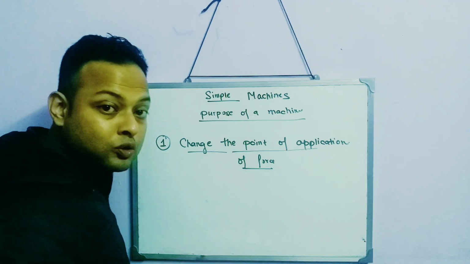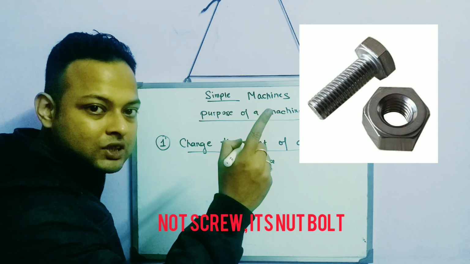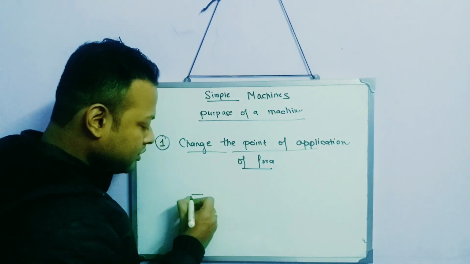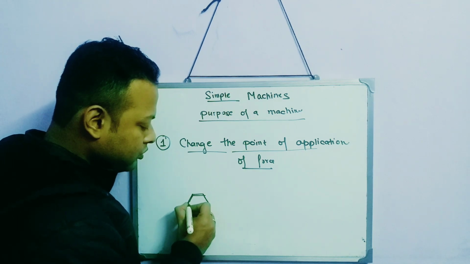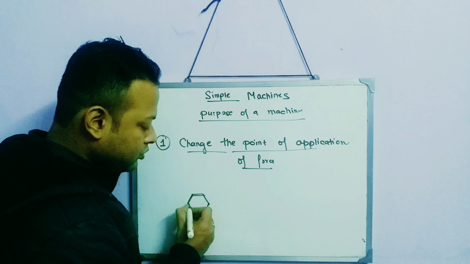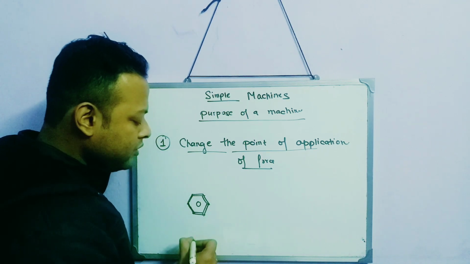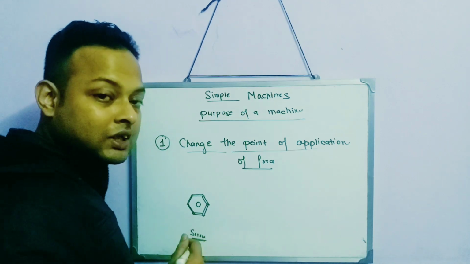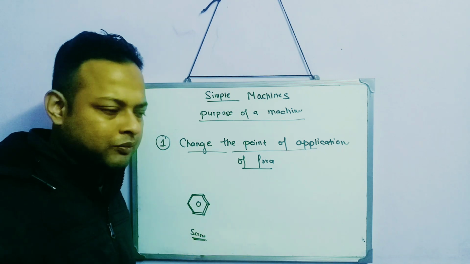Suppose you have a screw. Do you know what is a screw? If you don't know, this is the picture of a screw. Okay. So screw is basically a hexagonal shape. Normal screws, if I have to take, this is basically a screw. Okay, so this is a screw. And suppose I have to tighten the screw on a bolt or something.